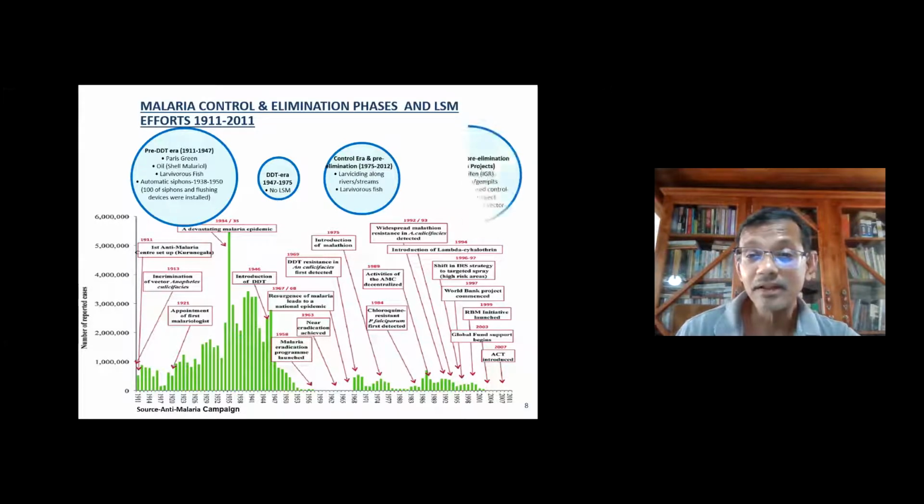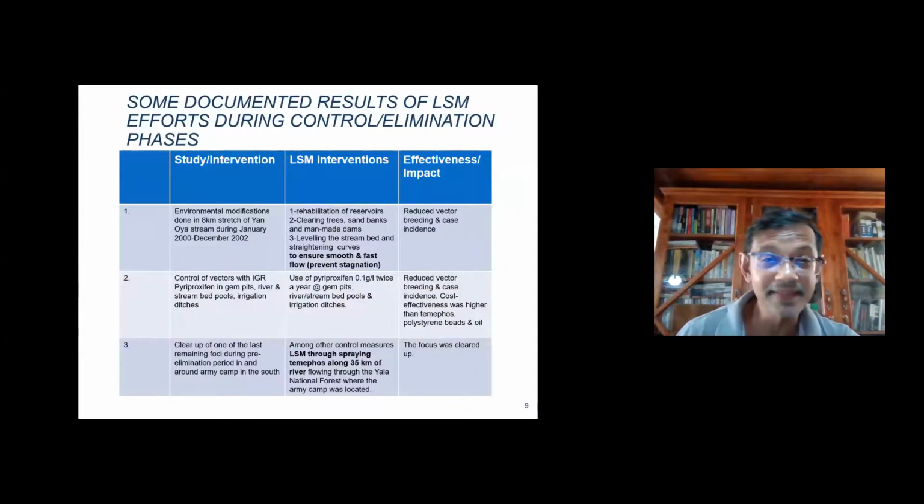But we had some research project results in which pyriproxyfen and environment-based research projects. I will describe it in the next slide. The first project is concerned with environmental modification done in an 8-kilometer stretch of Yan Oya stream, and various engineering measures were taken to ensure smooth and fast flow to prevent stagnation, and the impact was reduced vector breeding and case incidence.